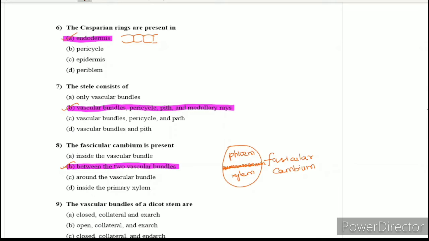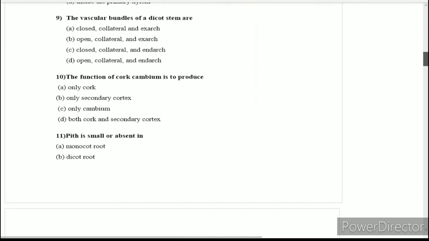Then the next question, ninth question. The vascular bundles of a dicot stem are, option A, closed, collateral and exarch. Exarch is a characteristic of roots. You can see the exarch condition only in the roots. So for the dicot stem, it has cambium, so it is not closed. So the first option is wrong.